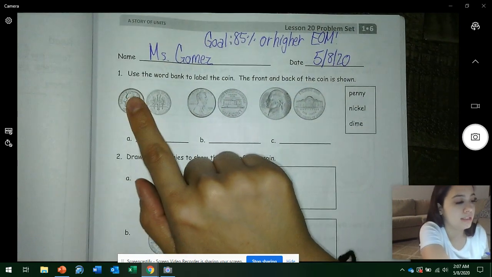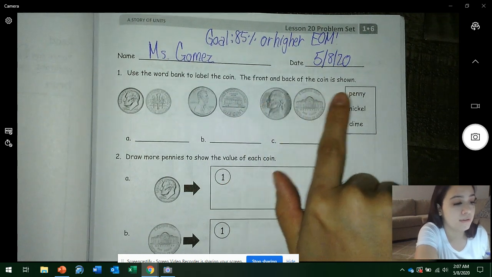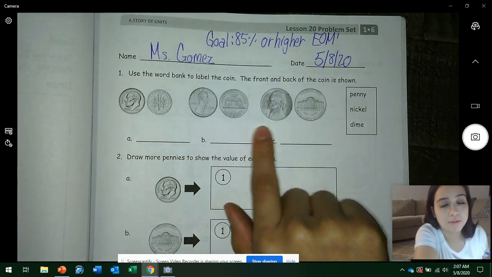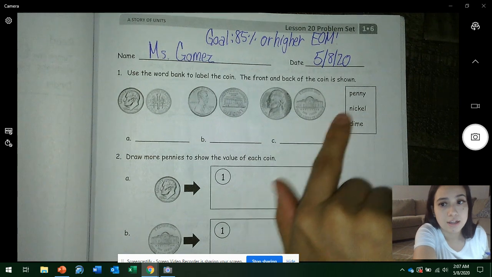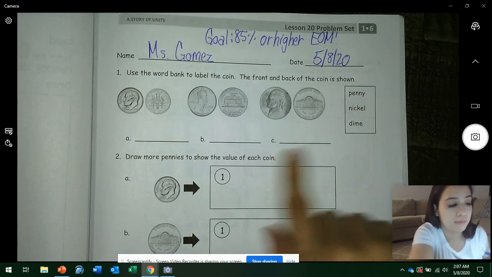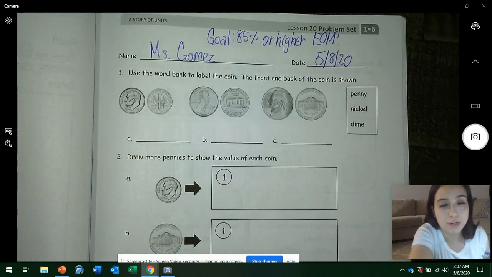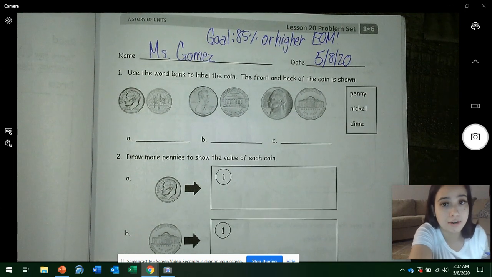So for number 1, it says, use the word bank to label a coin. The front and back of the coin is shown. So we went over these coins in our lesson. You're going to use these, which says penny, nickel, and dime, and write the name of each coin on the line. Go ahead and press pause, and when you have written them and you're ready to check your answers, press play.